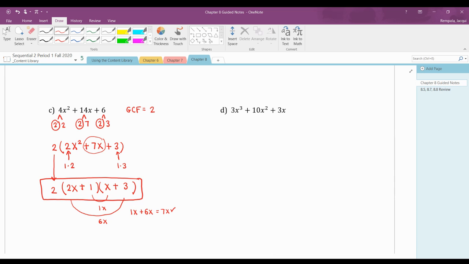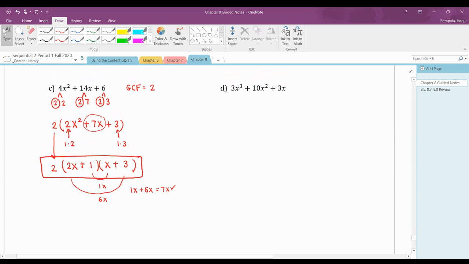All right, if we look at this last problem, we've got 3x to the third plus 10x squared plus 3x. So once again, we got to look for a GCF first. I see my numbers. I've got a 3, a 10, and a 3. So 2 of those terms have a 3. So can I multiply 3 times something to get 10? And the answer is no. So while several of the terms have a number in common, they don't all do.